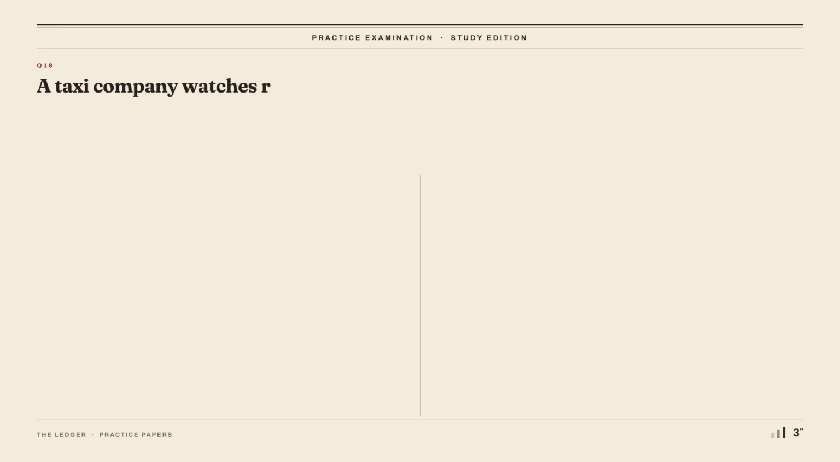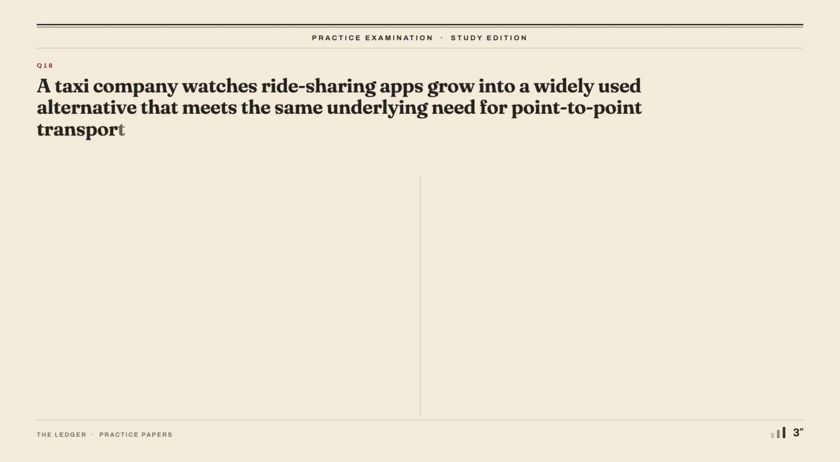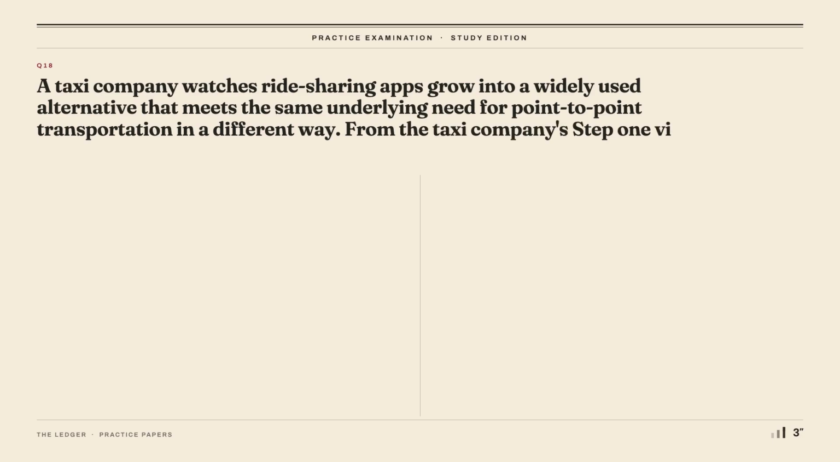Question 18. A taxi company watches ride-sharing apps grow into a widely used alternative that meets the same underlying need for point-to-point transportation in a different way. From the taxi company's step 1 view, this is best described as an increase in which force?